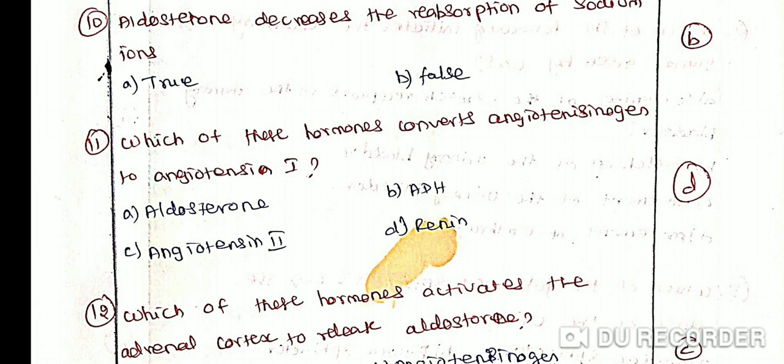Explanation. Renin is a hormone released by the juxtaglomerular cells of the kidney when there is a fall in the glomerular filtration rate. It converts the inactive angiotensinogen present in blood to angiotensin 1.